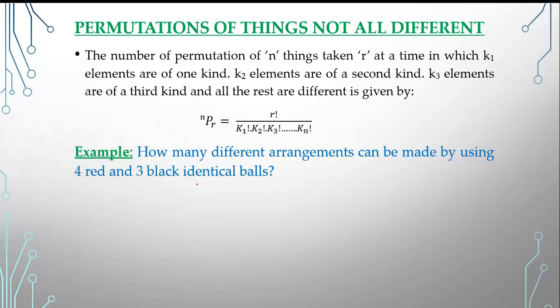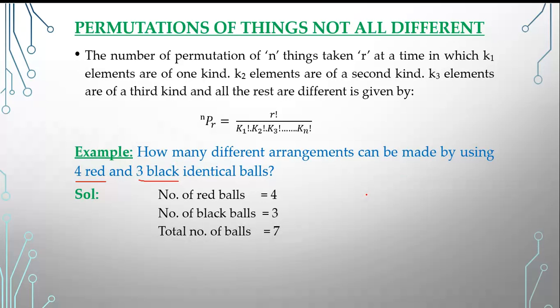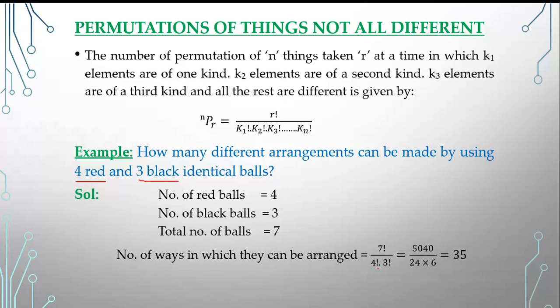Now take an example. How many different arrangements can be made by using 4 red and 3 black identical balls? The number of red balls is 4 and the number of black balls is 3, and we have to calculate the different arrangements that can be made. So the total balls are 7. The 4 red balls are one kind and the 3 black balls are another kind. So the permutation will be 7 factorial upon 4 factorial multiplied by 3 factorial, that is, 35 arrangements in total.